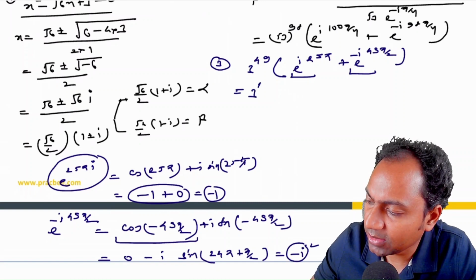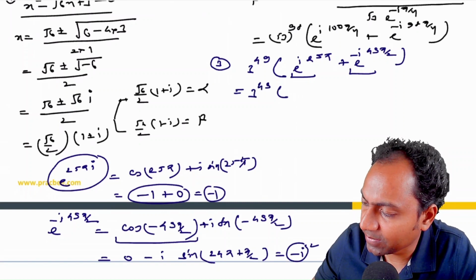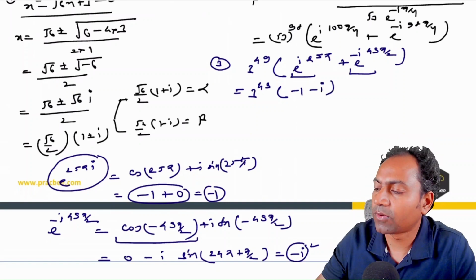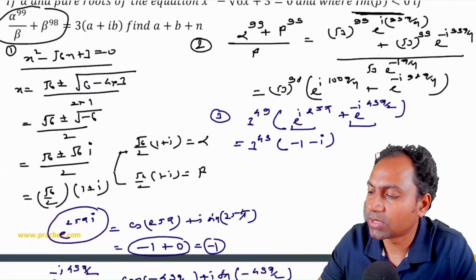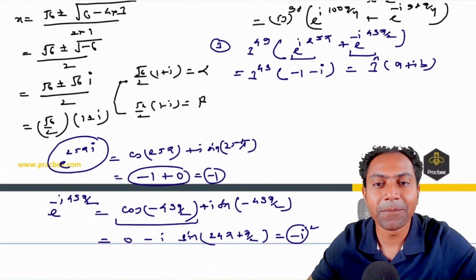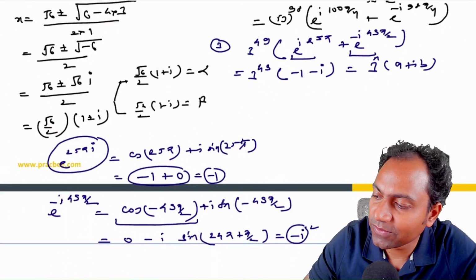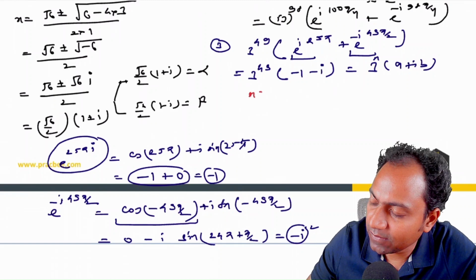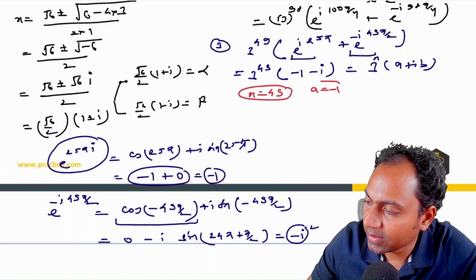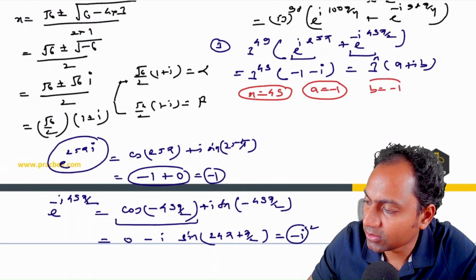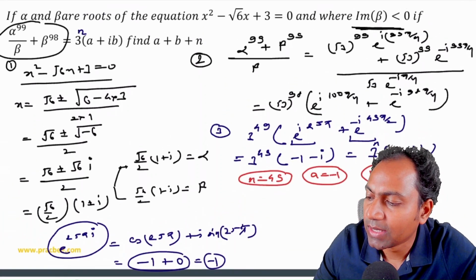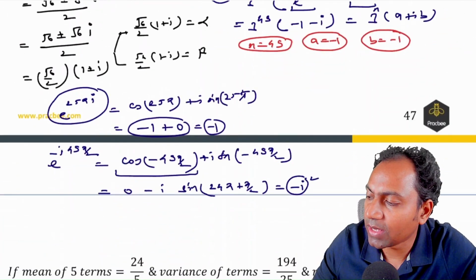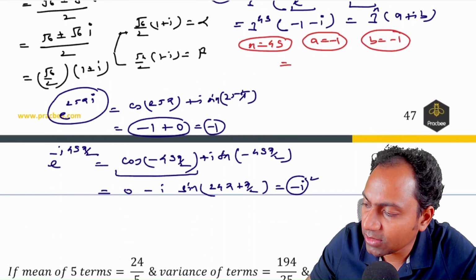So if I put these values, what am I getting? Here it is nothing but 3 raised to the power 49. The first part becomes nothing but minus 1. The second part becomes nothing but minus i. And now what they are saying is, let us compare this to 3 to the power n times a plus ib. Now if I compare both the sides, let us see what values we are getting. You can see that n will come out to be 49. The value of a will become minus 1. The value of b will also become minus 1. And what we want to find is a plus b plus n. If I add all of these values, you can see your answer comes out to be 47.